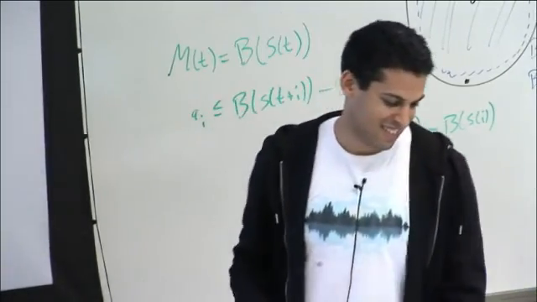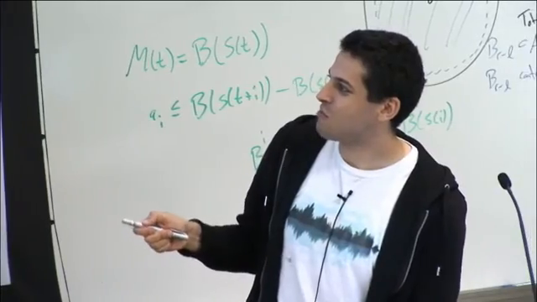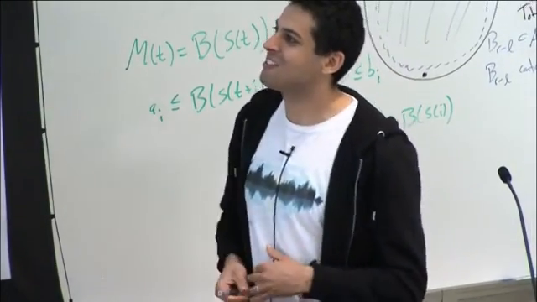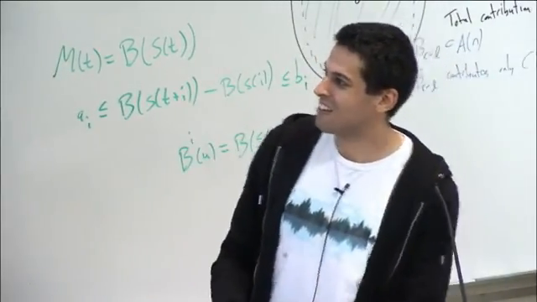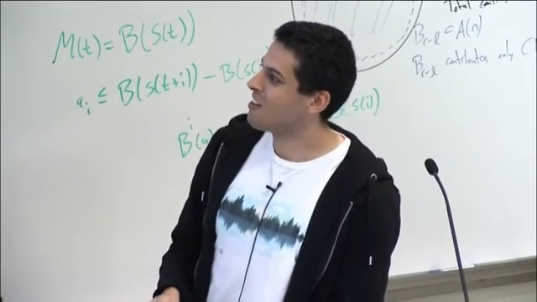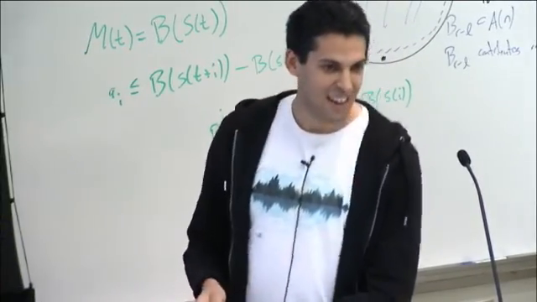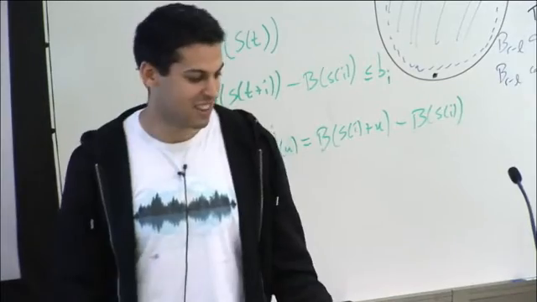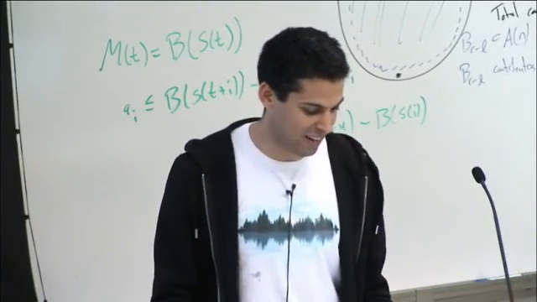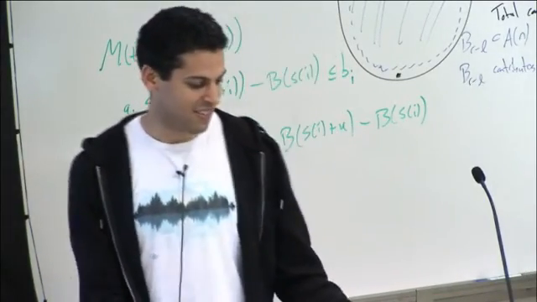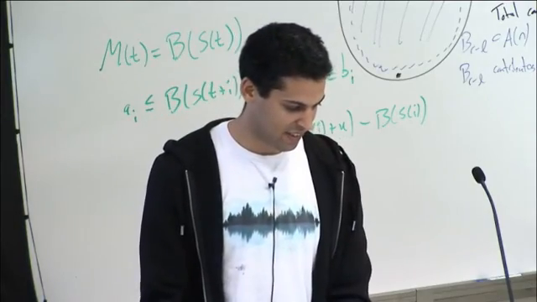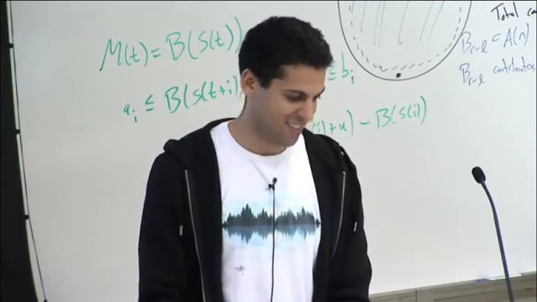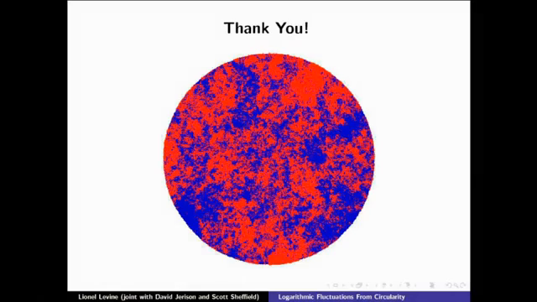And so that's formalized in this paper of Asselah and Gaudier to show that actually you do get fluctuations of order square root log n in all dimensions. And this leaves a gap only in dimension 2, where we believe that the fluctuations are log n, not square root of log n, but the lower bound is still open. Okay, I'll stop there, and if you really want to see lemma 2, I can do that. Thanks.